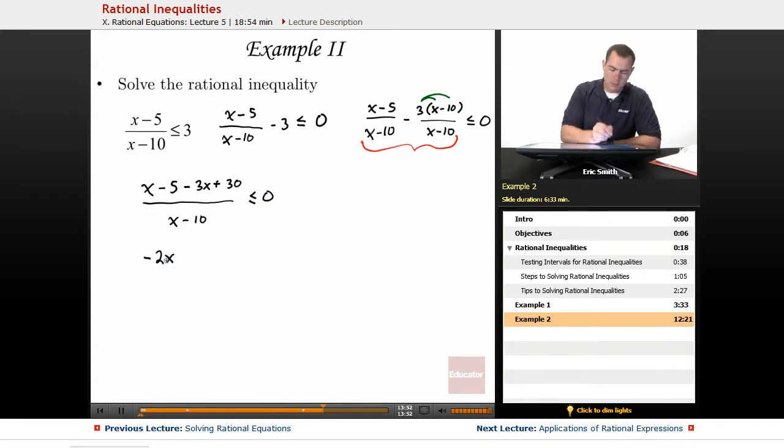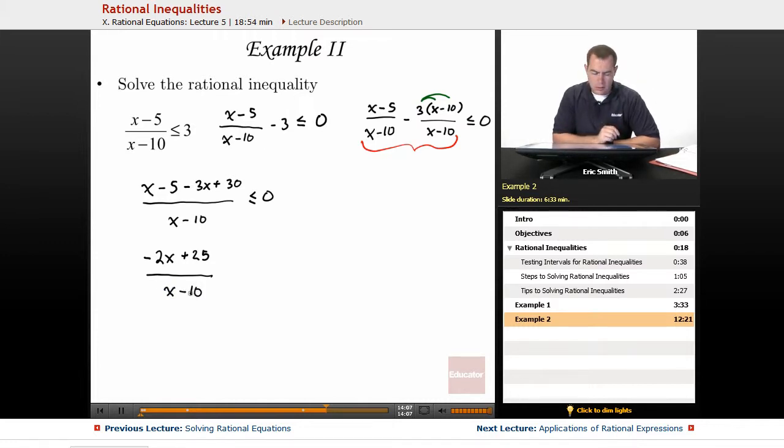Negative 2x from combining our x's. And let's see, a plus 25. And that'll be from combining our 5 and our 30. So we want to know where's that less than or equal to 0. All right, in good shape so far.